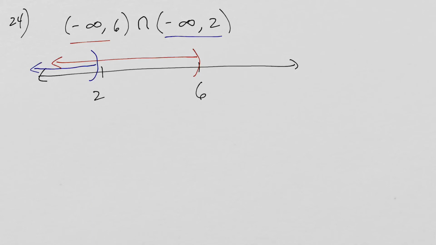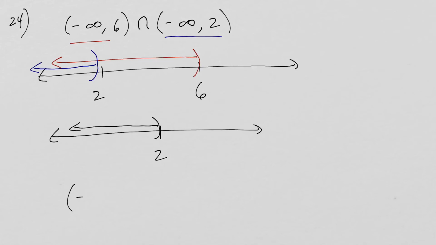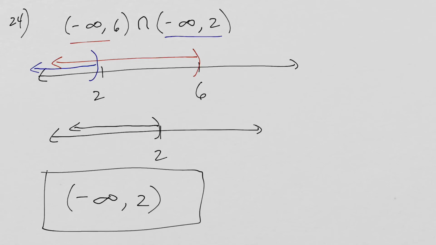And it's an intersection, so I only want the portion that they share in common. So if I cleaned up the graph, I would only include the 2. And it would look like this, because that's the portion that is shared in common. So in interval notation, I would have negative infinity up to 2. I'm not going to include anything having to do with the 6 because it doesn't share any solutions.